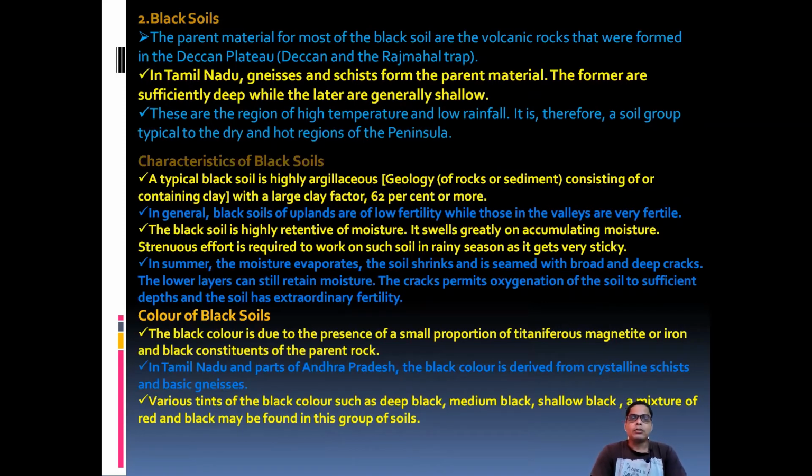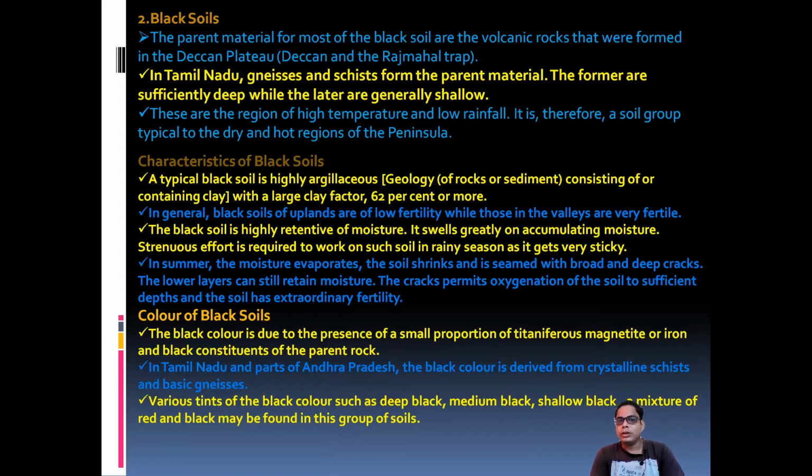The parent material for most of the black soil is volcanic rock, and they were formed in the Deccan Plateau. In class 11 or the previous video we already discussed that when India departed from Madagascar, there was a volcanic eruption, and the lava spread over southern India or the Deccan Plateau. Due to weathering that became the black soil, or the regur soil, or the cotton soil.